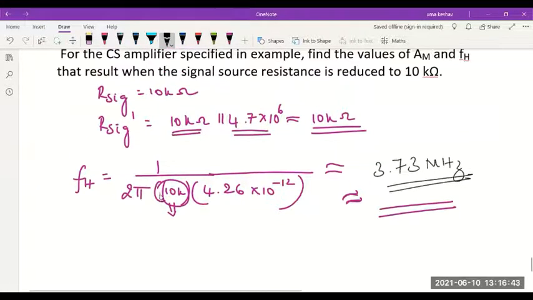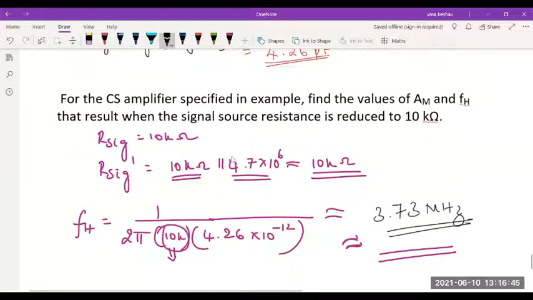So this problem is to show you the effect of signal generator resistance. The lower the signal generator resistance, the higher would be your upper cutoff frequency. You can design a better amplifier if you have RSig as very small. If the signal generator which you use has a very low resistance, you will get an amplifier which will give you mid-band gain for a longer frequency range.